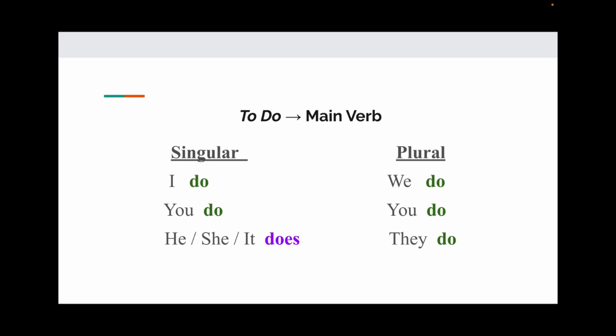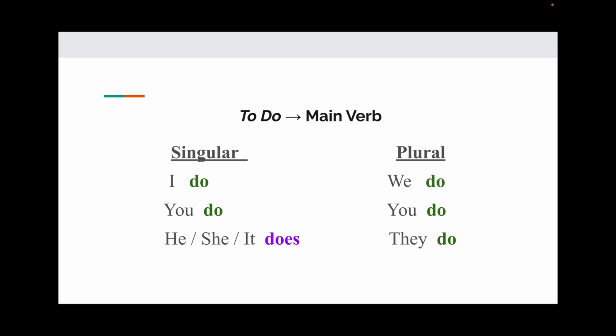Here on this first slide we have to do and its conjugated forms for the simple present tense for both singular and plural pronouns. Let's read each of these together out loud, starting with I do. I do. You do. He, she, it does. We do. You do. They do. As you can see, he, she, and it are the only pronouns with does. Every other pronoun has do.